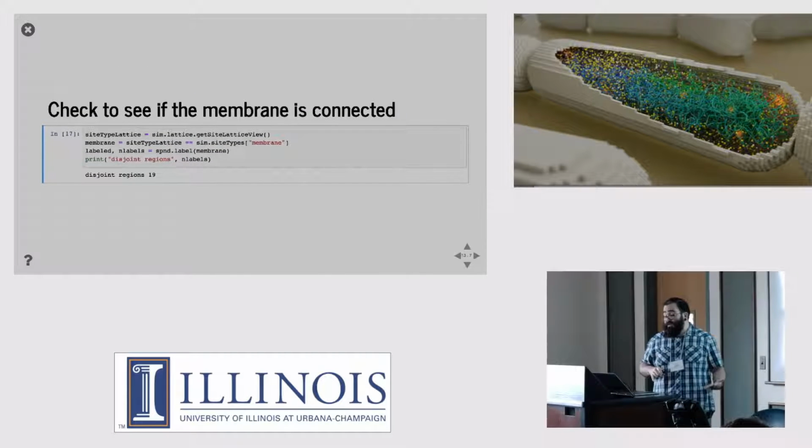So if I run this on the membrane site type, I get the site type lattice using sim.lattice, get lattice view. That returns the discretized lattice from PyLM. And I get a binary mask where the site type lattice is equal to the membrane. I run label on it, and there's 19 disjoint regions. So there's 19 different regions where particle types can't hop between.